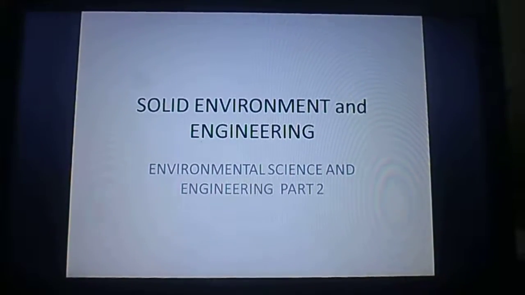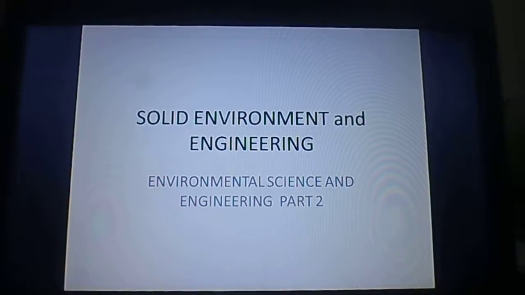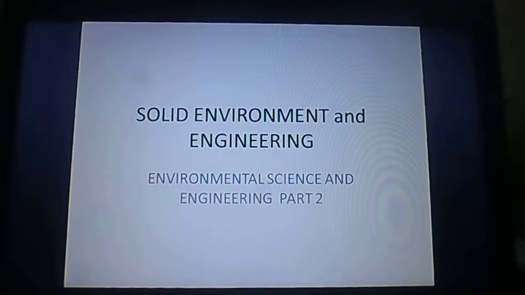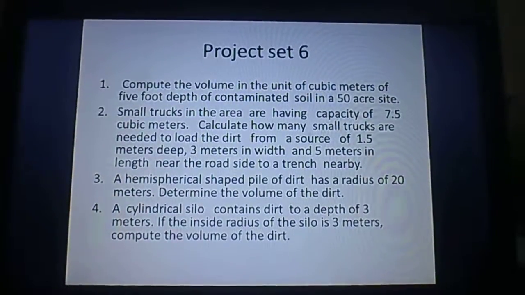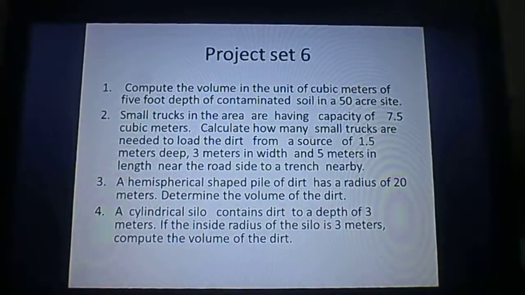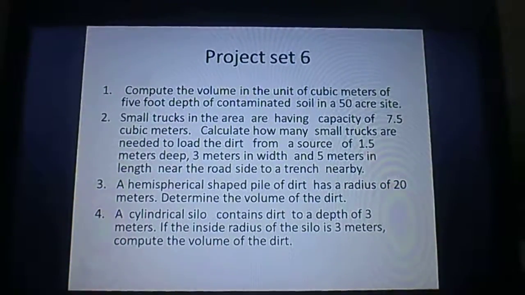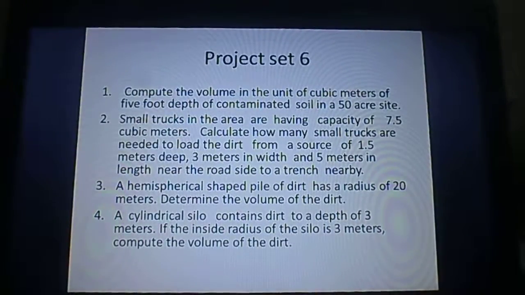This is a continuation of the lesson on solid environment and engineering in the subject Environmental Science and Engineering. Consider project set 6. Number 1. Compute the volume in the unit of cubic meters of 5-foot depth of contaminated soil in a 50-acre site.